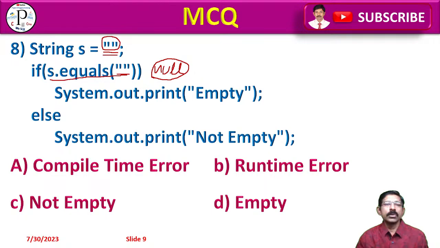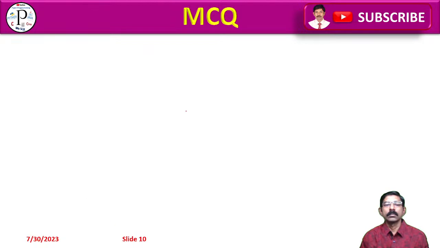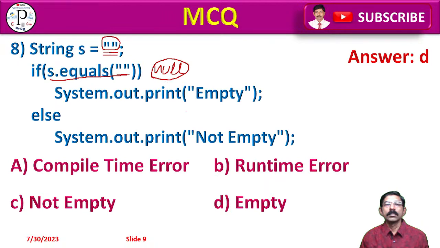Yes, got it. Now, because of empty double quotes, it is not going to generate an error message. It will compare and both are equal. That's why it is going to display empty over here. But instead of this, if I give null, then it is going to generate an exception. But at runtime, not at compilation time.